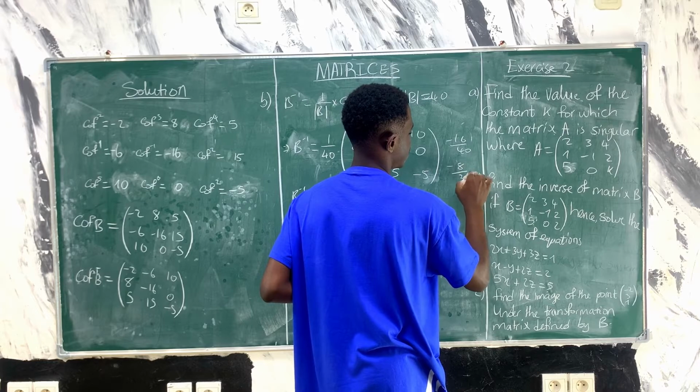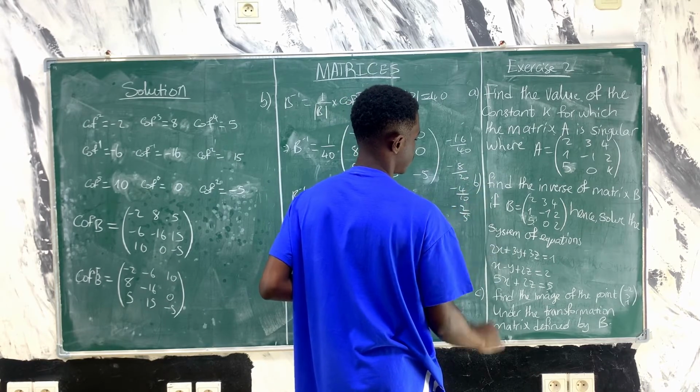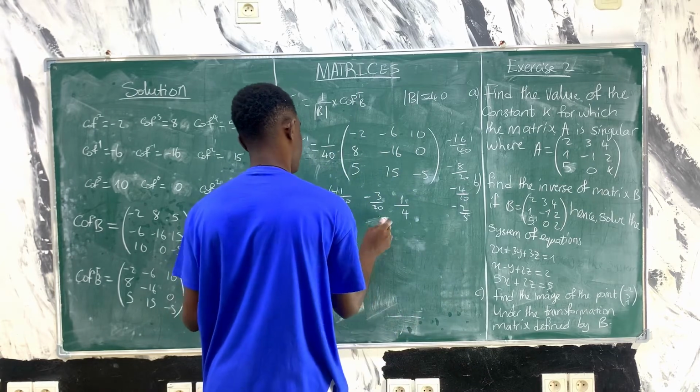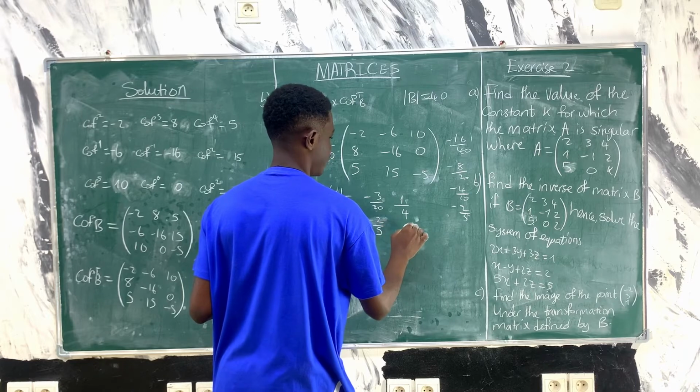Minus 16 on 40 is the same like minus 8 on 20, which is the same like minus 4 on 10, which is the same like minus 2 on 5. Minus 2.